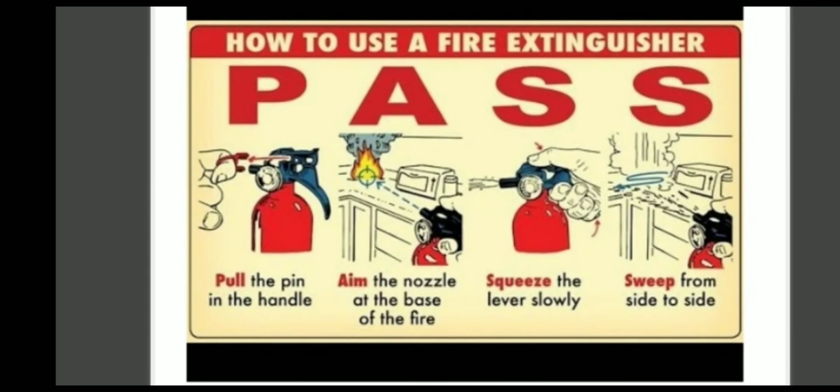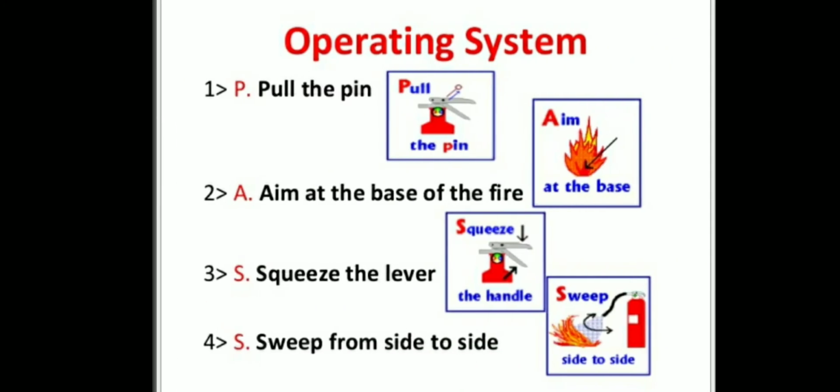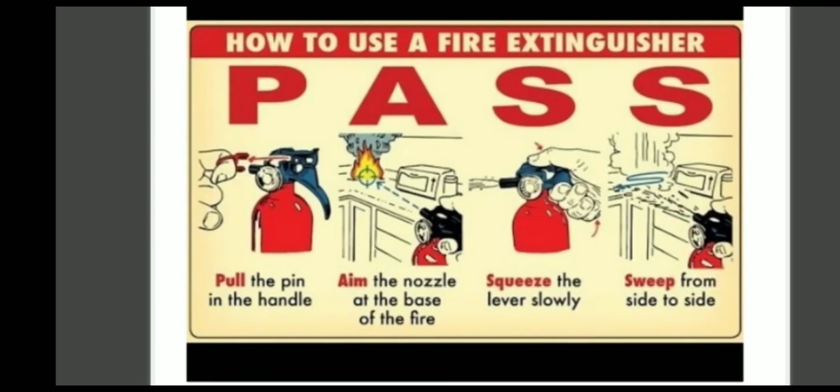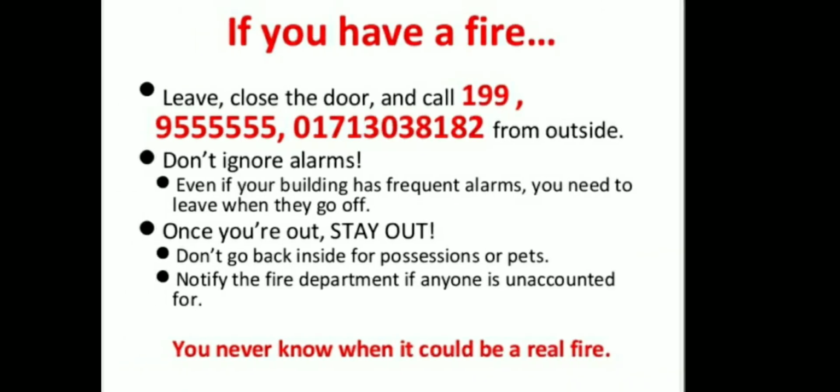So this was the use of the PASS. Okay. So you see, this is PASS. PASS means pull the pin, aim at the base of the fire, squeeze the lever, sweep side to side. So this is the PASS, how to use a fire extinguisher by the PASS method. Pull the pin, aim the nozzle, squeeze the lever, and sweep side to side. This is the procedure of using any extinguisher.